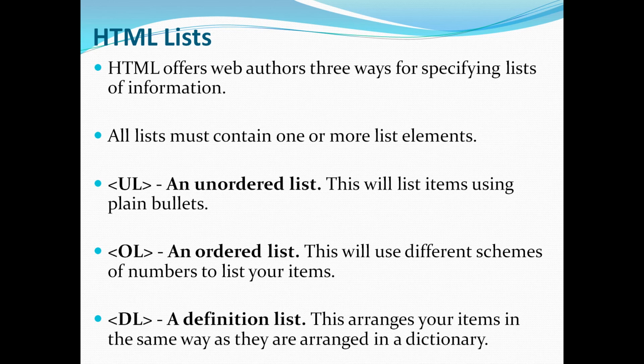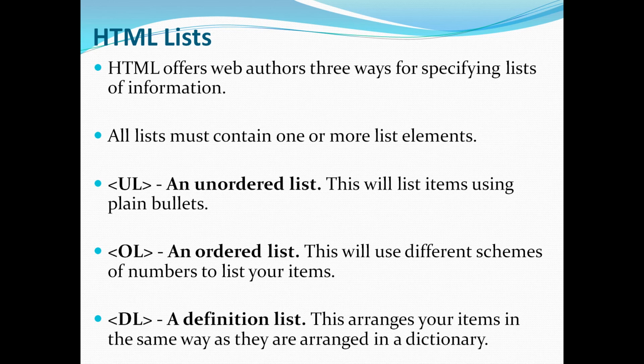Next one is the ordered list. This will use two different schemes of numbers to list your items. For example, if some important 3 features are there, instead of bullets we can give numbers 1, 2, 3, or A, B, C, or Roman numerals. So different schemes of numbers are available.